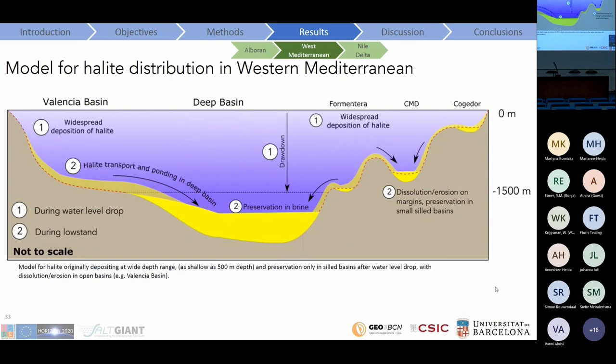So a possible model to explain these observations would be one where we have initially halite deposition along the entire margins, also at shallow depth. And then during the drawdown stage in the open Valencia Basin and with a large freshwater supply, we would be able to dissolve or erode the halite, which would then be redeposited into the deep basin. While on the Balearic Promontory, we have halite patches that are both protected from erosion by their topographic sills, and also here we have a smaller freshwater supply, so possibly this would be more protected from dissolution. And this could then explain why we would preserve the halites here on higher elevations, even though they would have been subaerially exposed during the drawdown.